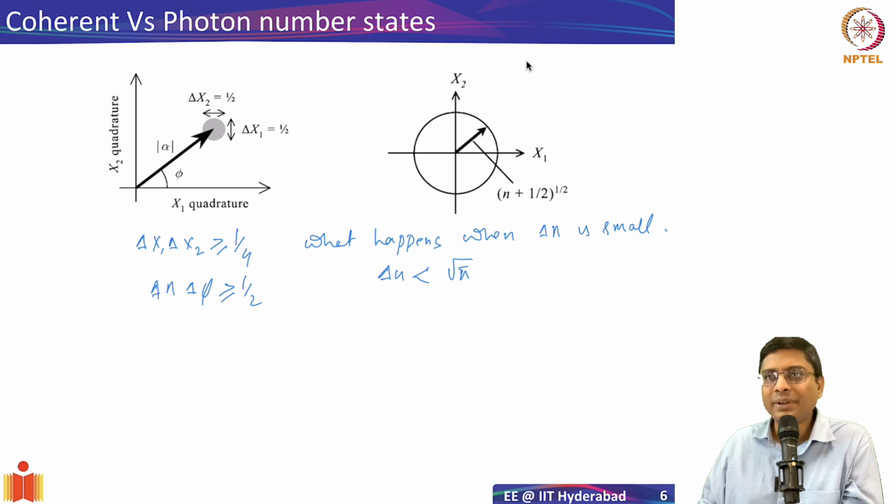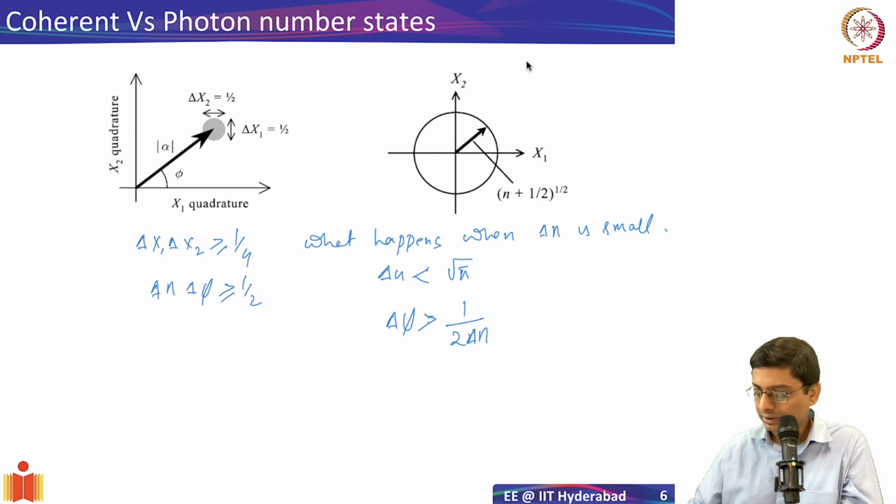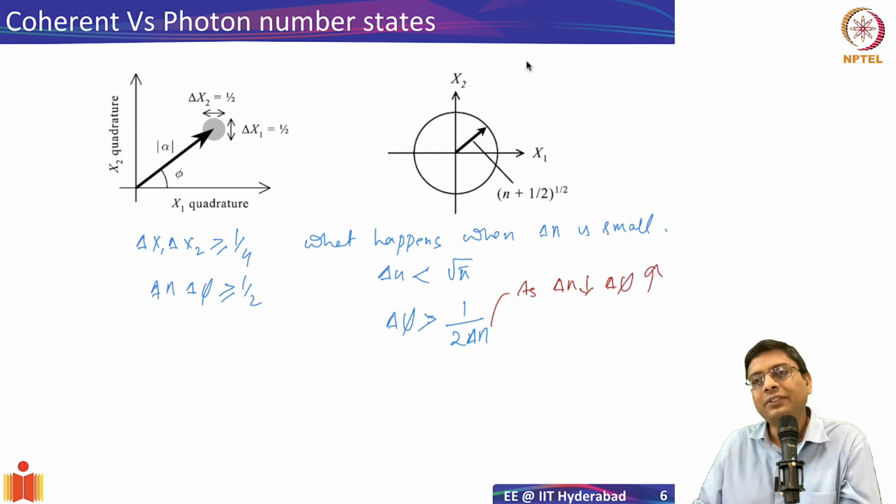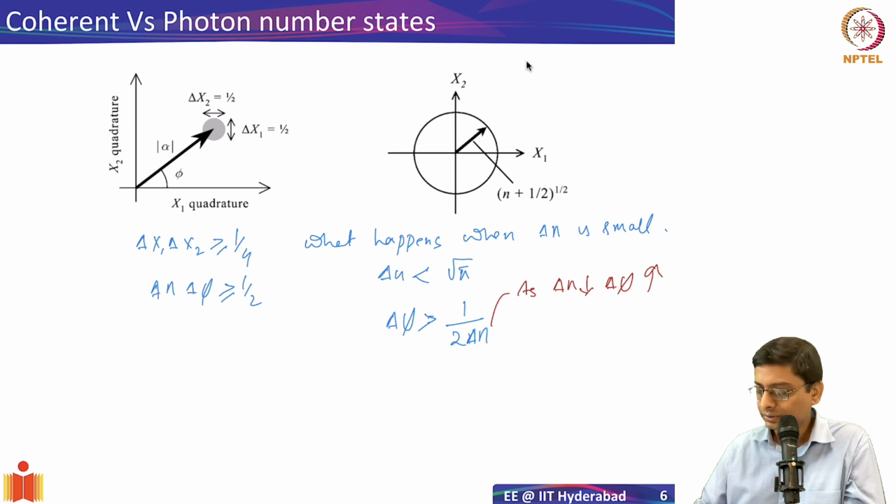Suppose in any case, what happens? Now immediately we can see that we know that delta phi is going to be greater than 1 by 2 delta n. Right? As delta n reduces, delta phi increases. What happens if delta phi is greater than 2 pi? What happens if your delta phi is greater than 2 pi? 2 pi means what? Basically, phase is undefined now.